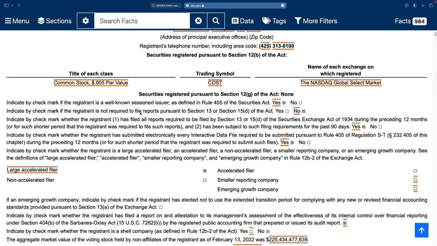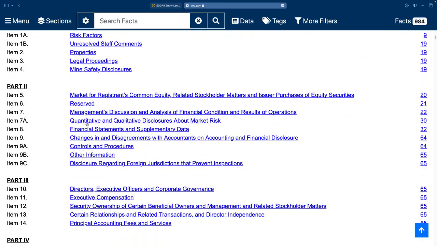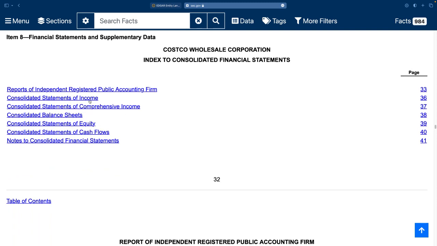Come here, and we're going to come down to item 8, which is the financial statements. This time we're going to call it consolidated statements of income. So make sure you take the income statement, not the comprehensive income statement, just the income statement. Sometimes companies call this a statement of income. Sometimes they call it the income statement. Sometimes they call it a statement of earnings. They'll have the word earnings there instead.